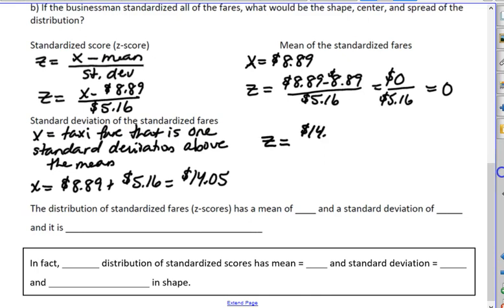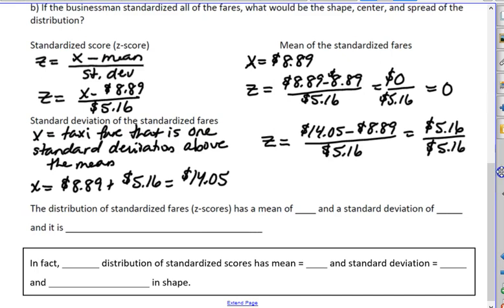So I'm substituting 1405 minus 889, dividing it by 516. Well, to nobody's surprise here, when I subtract 889 from 1405, I'm going to get 516 because that's how I got it in the first place. I added 889 plus 516 to get 1405. So now we have $5.16 over $5.16, so z is equal to 1.